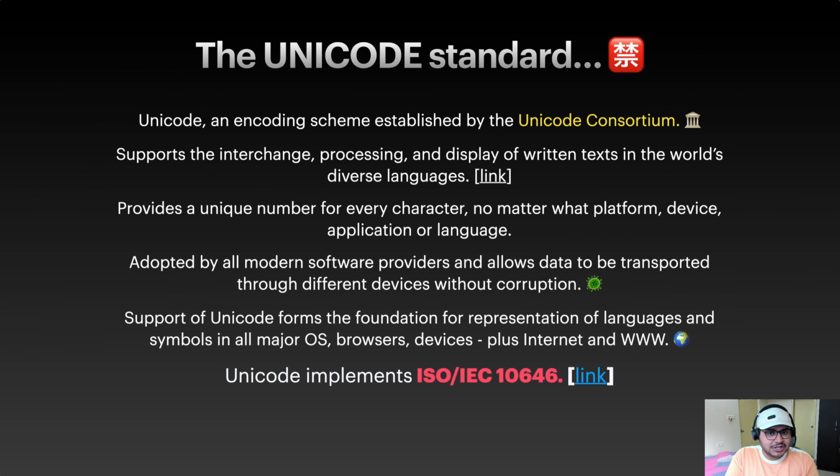Unicode is an implementation of ISO standard 10646, which is an international standard for character encoding developed by the International Organization for Standardization, that is ISO. You might have heard of it. A standard is an established set of guidelines or criteria that is widely accepted and developed to ensure consistency, safety, and interoperability across various systems.